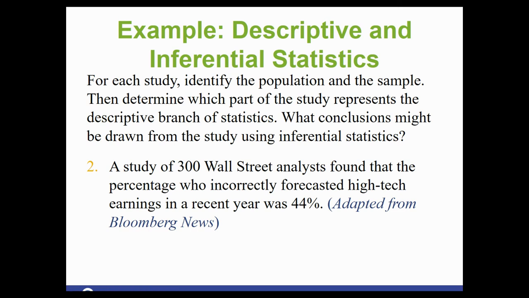So we're going to do another one just like that, number 2 here. It says a study of 300 Wall Street analysts found that the percentage who incorrectly forecasted high-tech earnings in a recent year was 44%. So the population, think of them as the goal. Like if we could get all of them, who would all of them be? So in this case, all of them is the Wall Street analysts. And the sample is how many we actually got. So in this case, we got 300 of them. 300 Wall Street analysts.